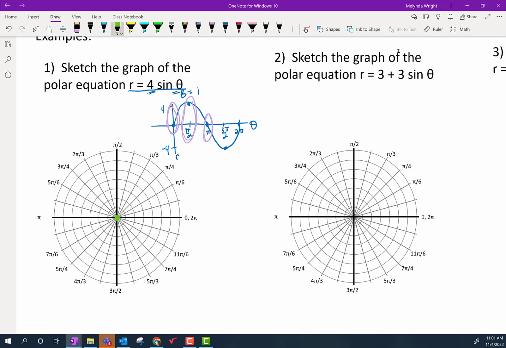Then at pi over 2, my point is at 4. So 1, 2, 3, 4. Pi over 2, it's at 4. And one of the most important things, and that's hard to see, let me change the color. So we're here, 1, 2, 3, 4 here. One thing for us to note is that when we connect these points, it needs to be with a curve. We never ever connect them with a line.